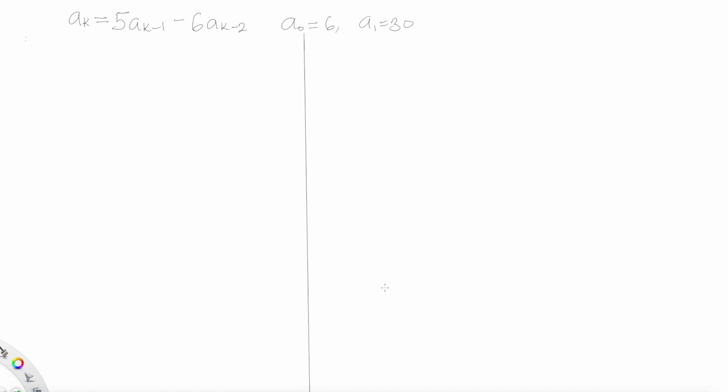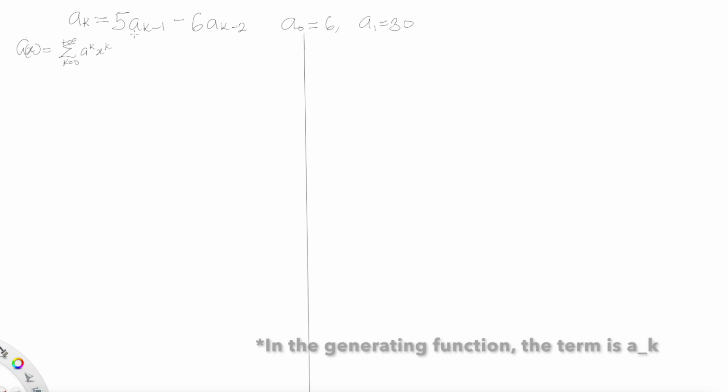In today's video, we are going to be solving recurrence relations using generating functions. So let's get right to it. First, let's write our generating function, which you could term g of x equals the sum to positive infinity of k equals 0, a exponent k, x exponent k.